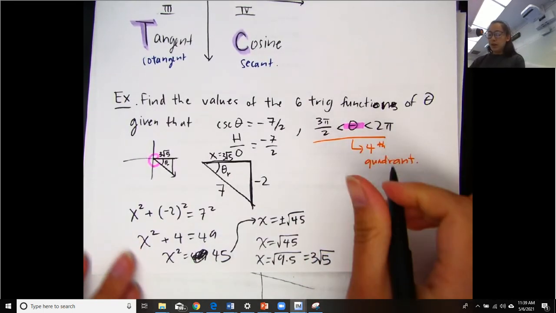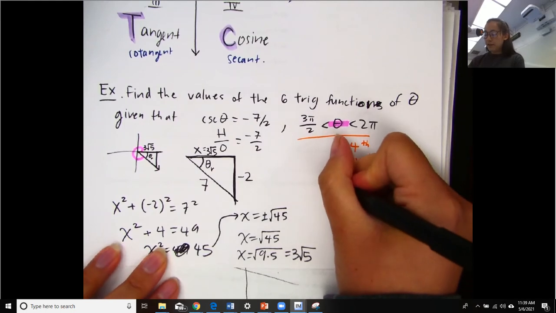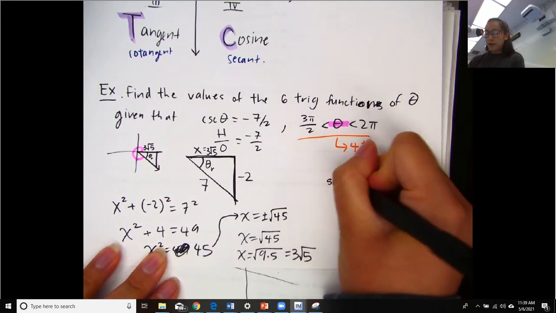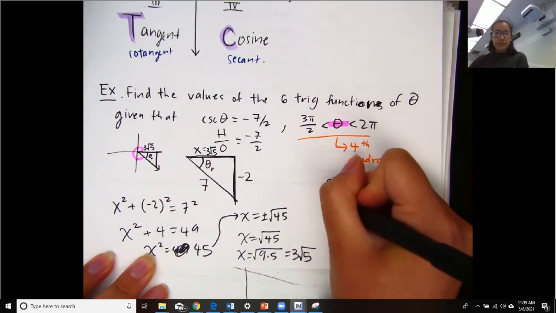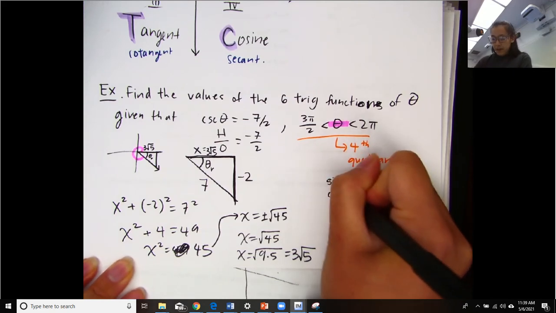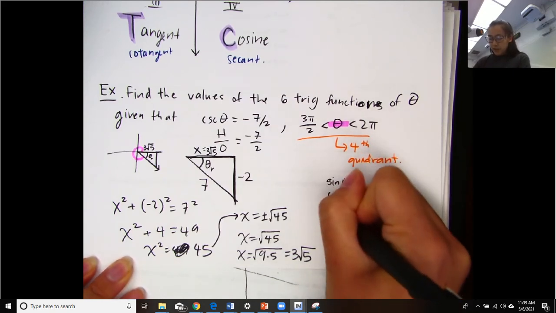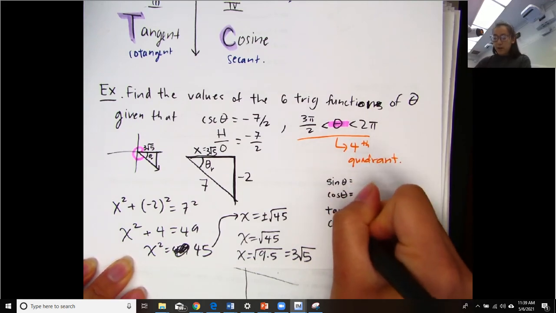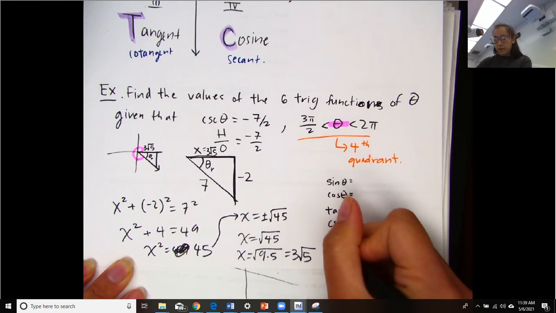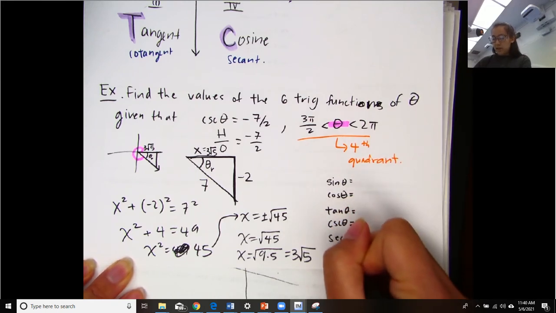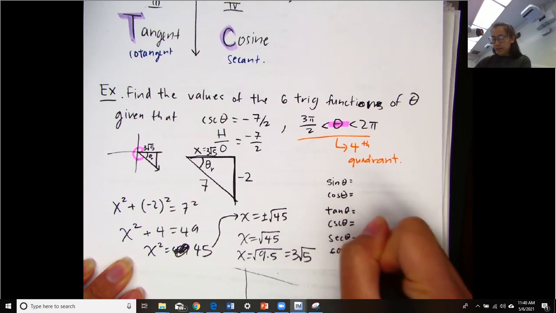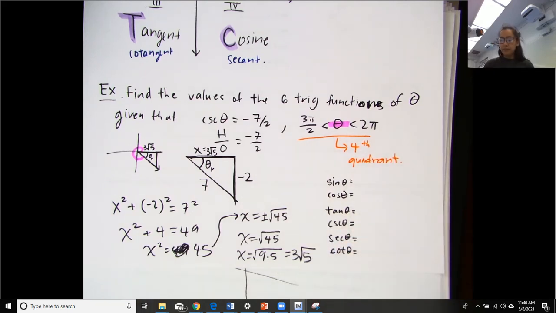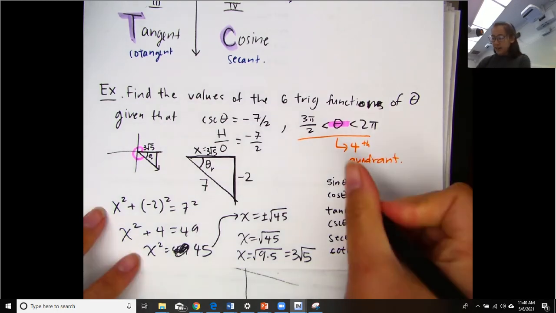All right, so then we can go ahead and write out our 6 trig functions. So our 6 trig functions are sine of theta, cosine of theta, tangent of theta, cosecant of theta, which was given, so that should be straightforward, secant of theta, and then cotangent of theta. Okay, so cosecant of theta was given, that's -7/2.